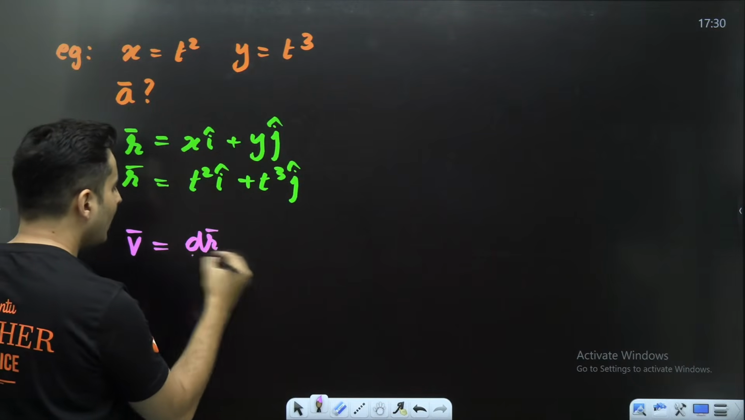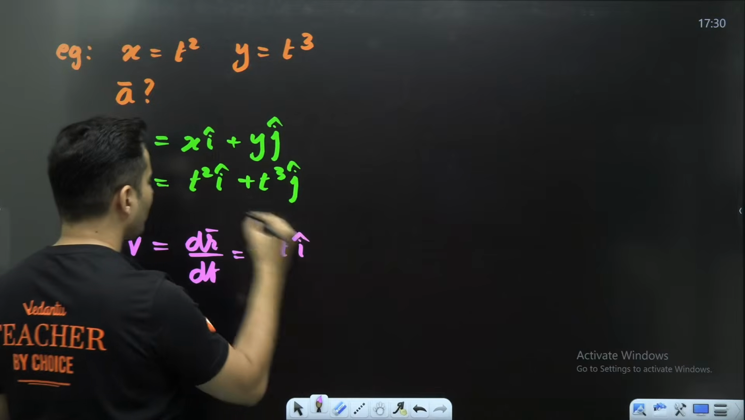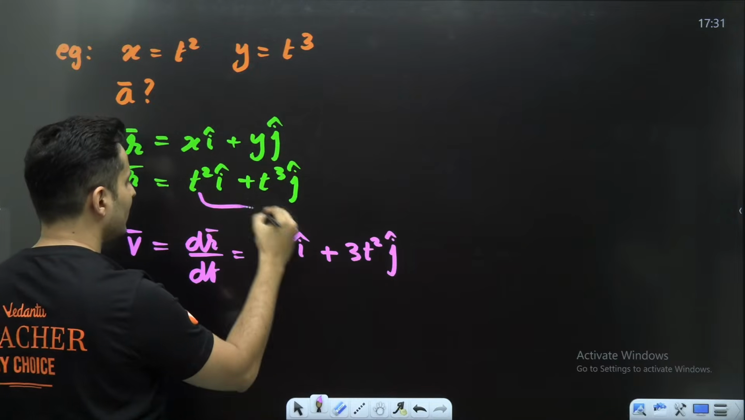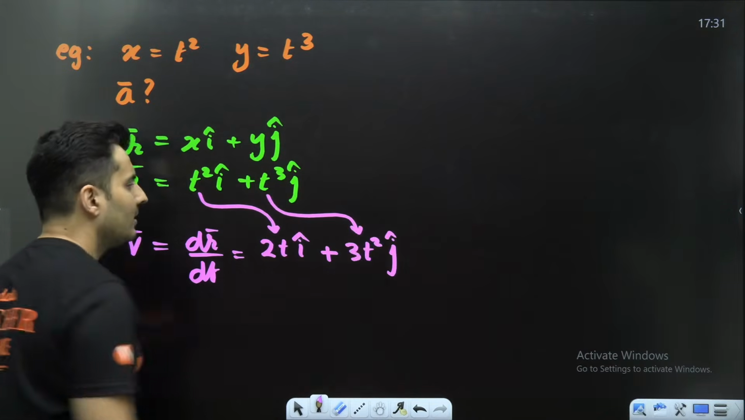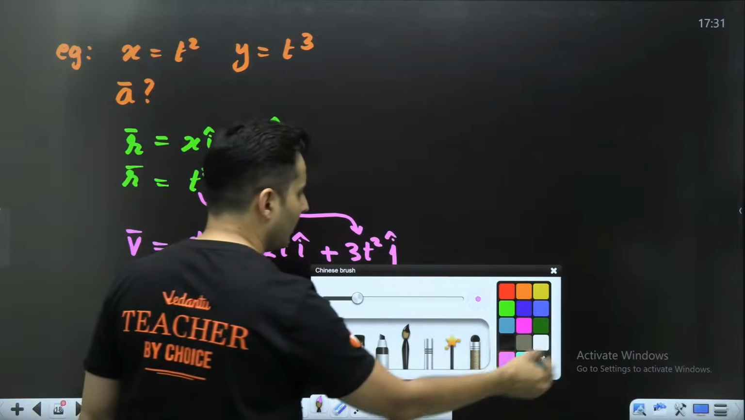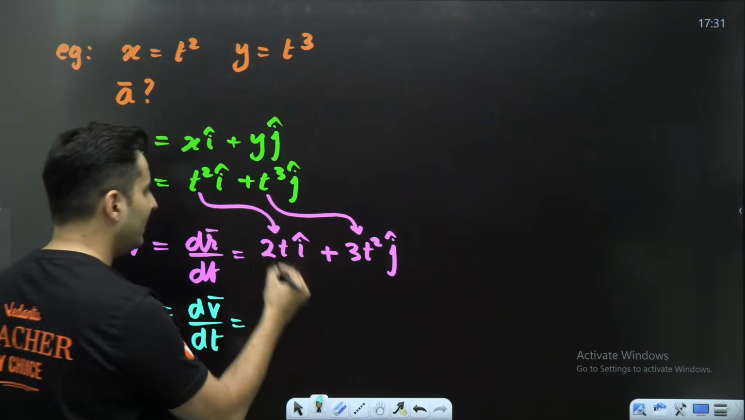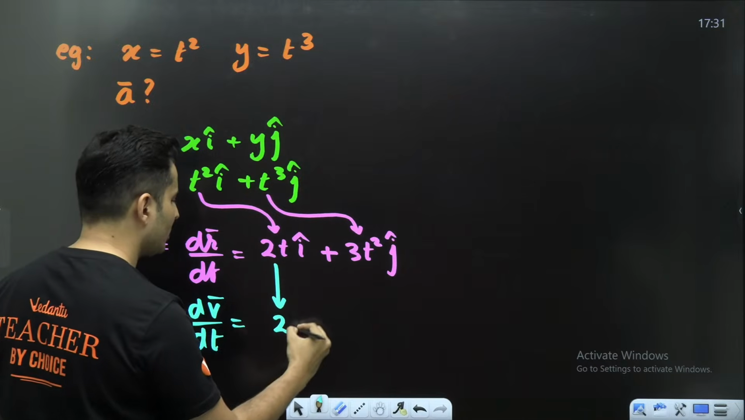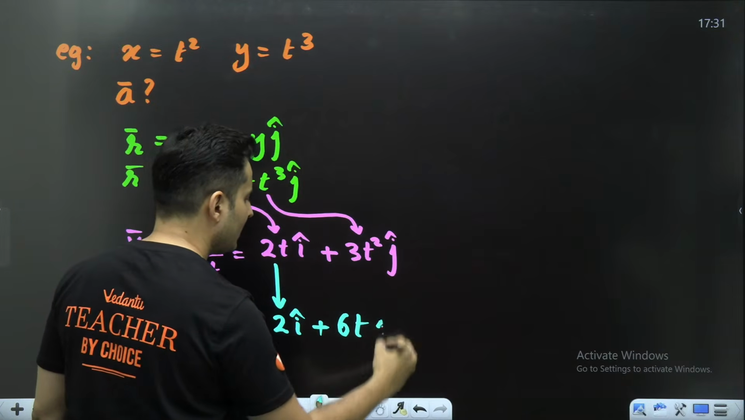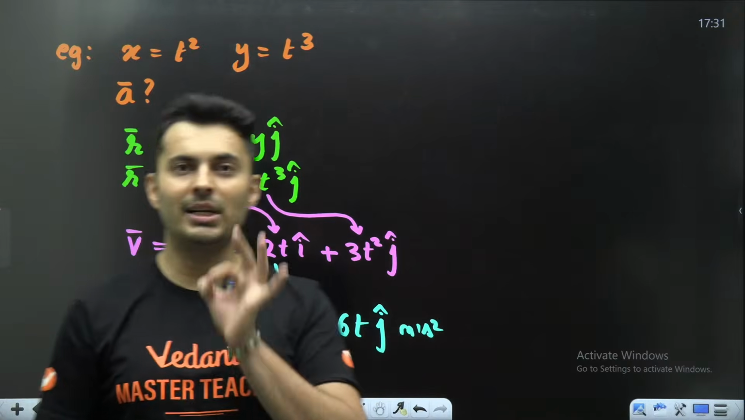So velocity is dr by dt. I have to take the derivative of this. The derivative of t square is basically 2t, and the derivative of t cube is 3t square. As simple as that. But that's not all. We have to go to acceleration now. The next step will be to find acceleration, which is rate of change of velocity. So you have to find the derivative of 2t. It is just 2, so it will be 2 I cap. For 3t square's derivative, 2 comes outside, 2 3s are 6, 6t j cap meters per second square. So the acceleration is 2 I cap plus 6t j cap meters per second square.